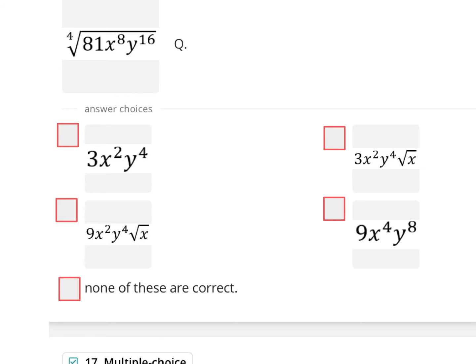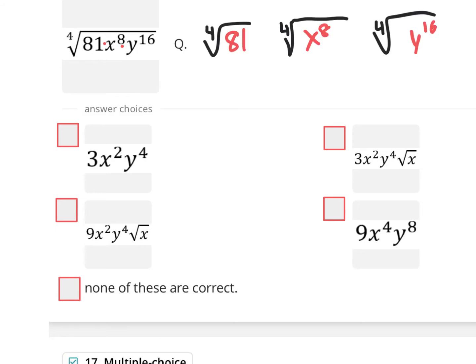As previously mentioned, whenever you have any type of radical that you're trying to simplify, split that radical, of course, only if there is pure multiplication inside of that radical, which there is. So let's split that 4th root to each one of those terms. So I've split up the radical, the 4th root, to each of the terms.